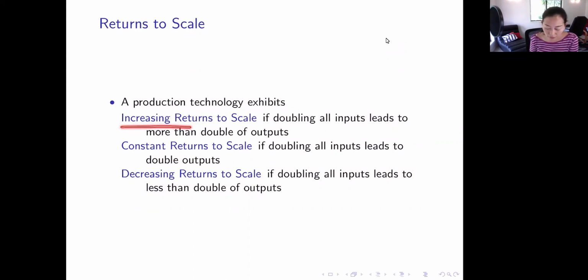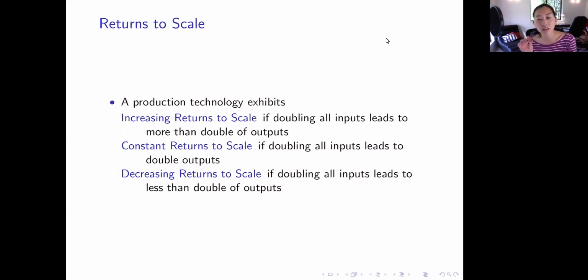The first one is the increasing return to scale. Pretty much the idea is that if we double all the inputs, then the output will be more than double, increasing return to scale. Constant return to scale, if we double all the inputs, then the output actually comes out double, right? Exactly equal. Decreasing return to scale, double all the inputs, but the output actually is less than double. That's a decreasing return to scale.